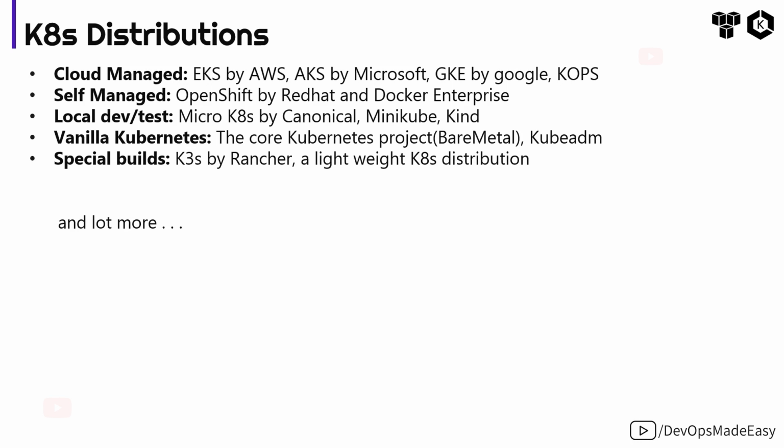For your local dev and test environments, you can use Minikube, which is commonly used. Of course, you have MicroK8s and kind also. And we also have vanilla Kubernetes, which is the core Kubernetes project. Using kubeadm, we can set up vanilla Kubernetes. And there are some special builds like K3s by Rancher, which is a very lightweight Kubernetes distribution for edge devices like Raspberry Pi, etc.